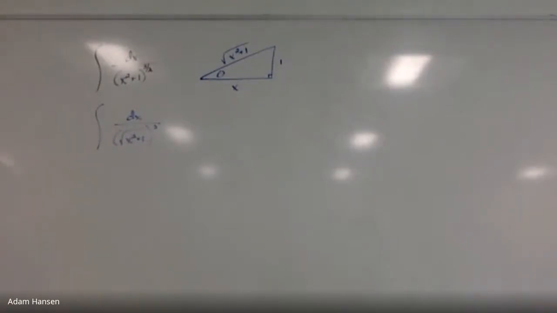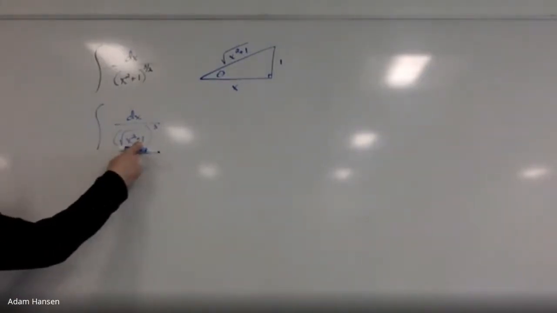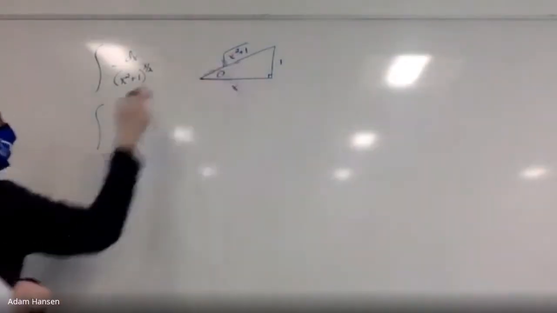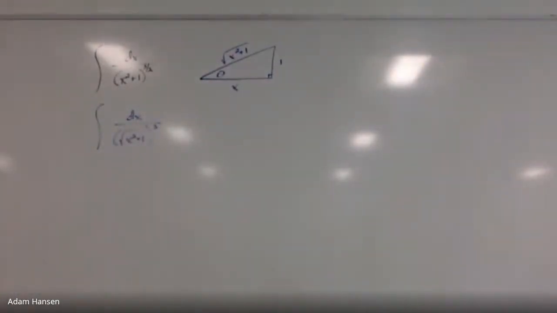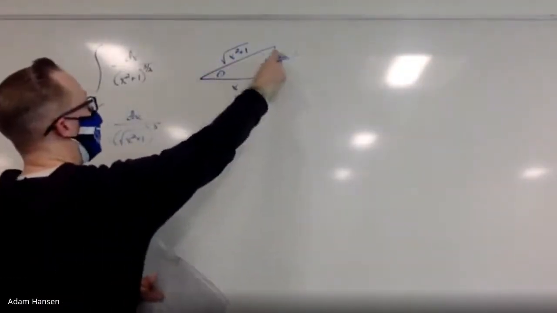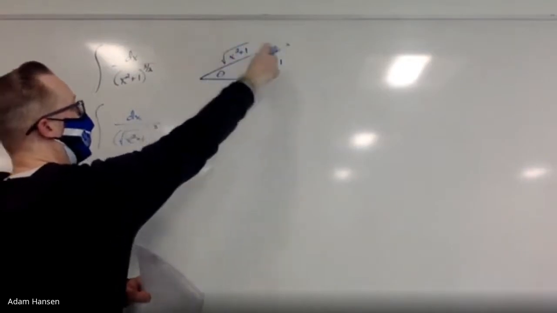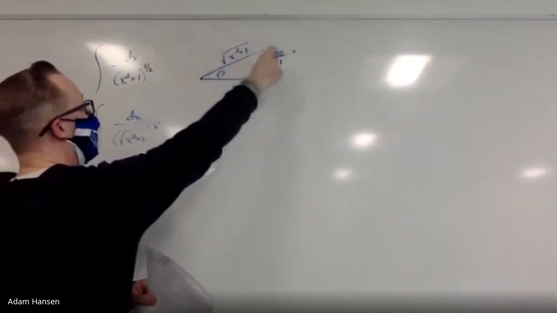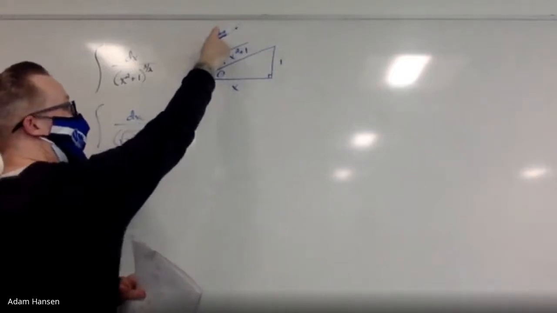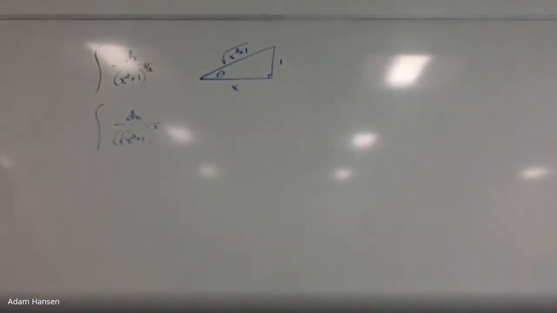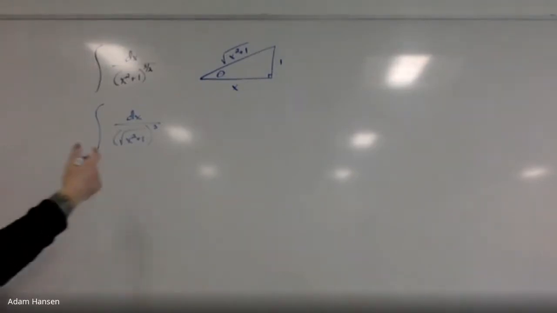So let's see what we got here. I want to come up with a way to write what root x squared plus 1 is equal to in terms of a trig expression using that right triangle. I know sine theta is 1 over root x squared plus 1 because sine is opposite over hypotenuse. I don't want 1 over root x squared plus 1. I want the reciprocal of that. So what's the reciprocal of sine? Cosecant.